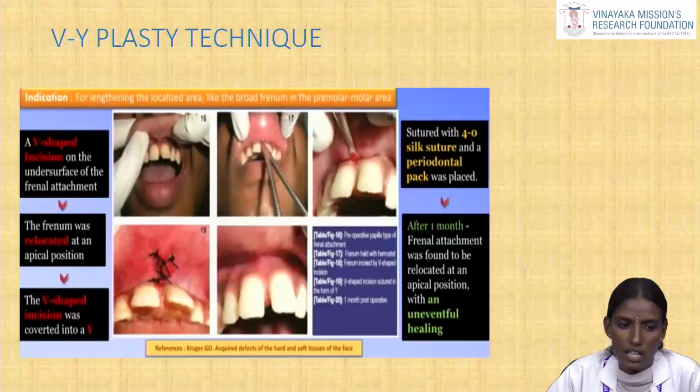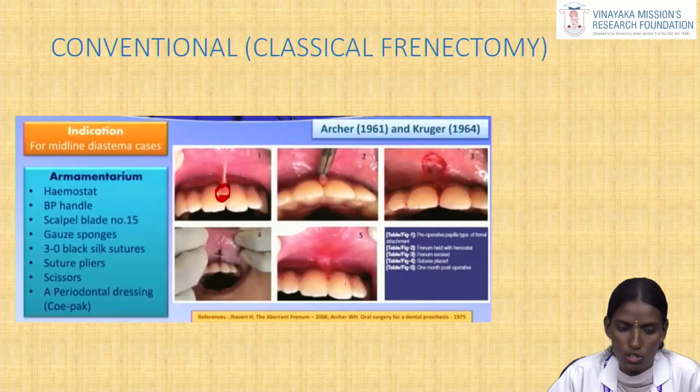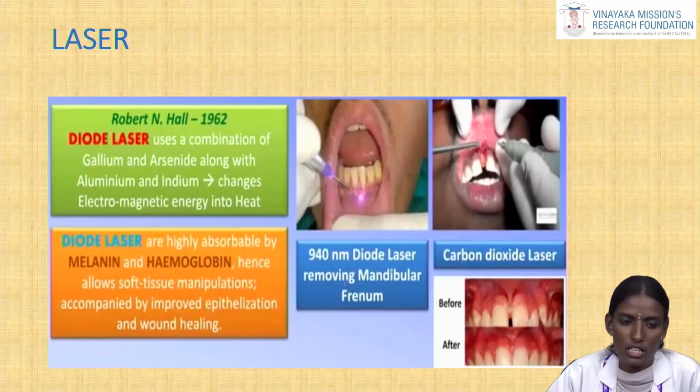The frenectomy has 3 patterns of surgical procedure, which are scalpel, electrosurgery and laser surgery.